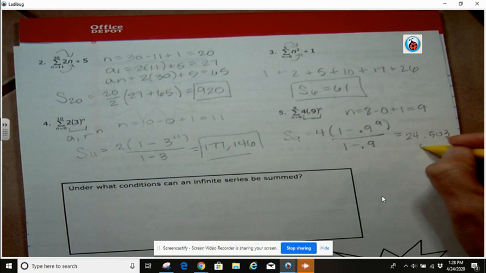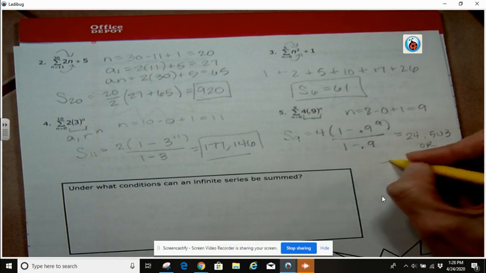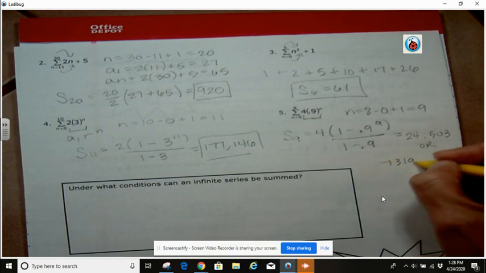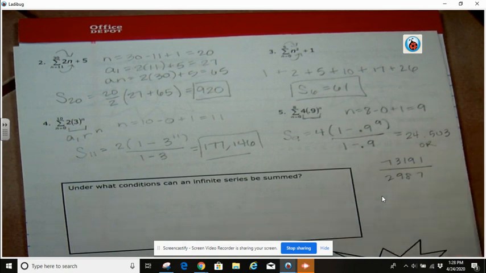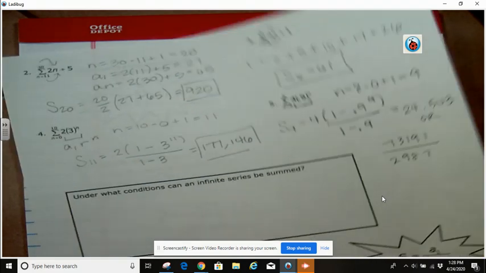But then if you hit math enter, it gives you this awful fraction. But that would be the exact number. So you have an exact answer right there. All right, the last bit to review.